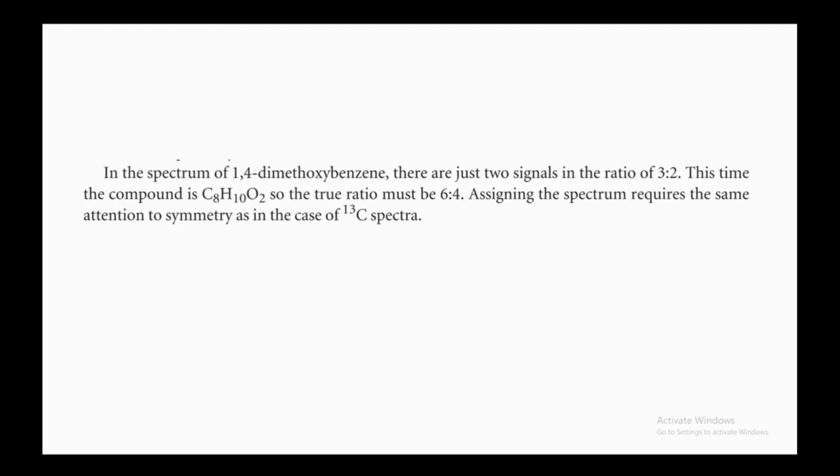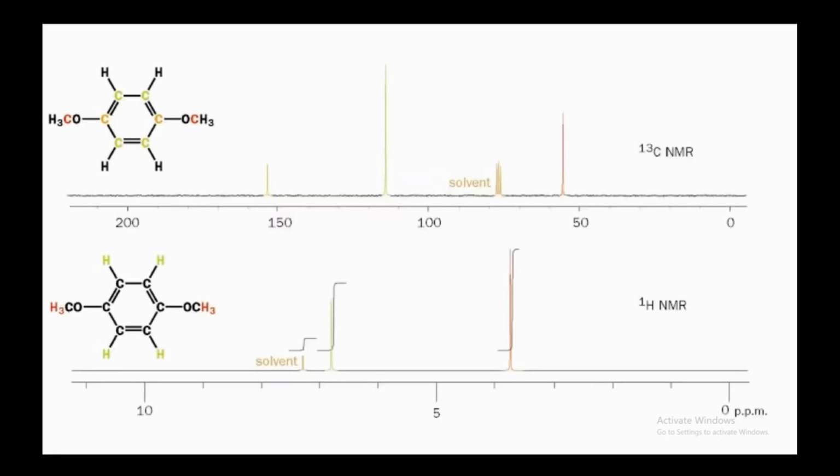In the proton spectrum of 1,4-dimethoxybenzene, there are just 2 signals in the ratio of 3:1. This time the compound is C8H10O2, so the true ratio must be 6:4. Assigning the signals in the spectrum requires the same attention to symmetry as in the case of C13 NMR spectra. For example, that is the proton NMR of 1,4-dimethoxybenzene, and this is the carbon NMR of 1,4-dimethoxybenzene. As you can see, there is a clear difference in the two techniques.